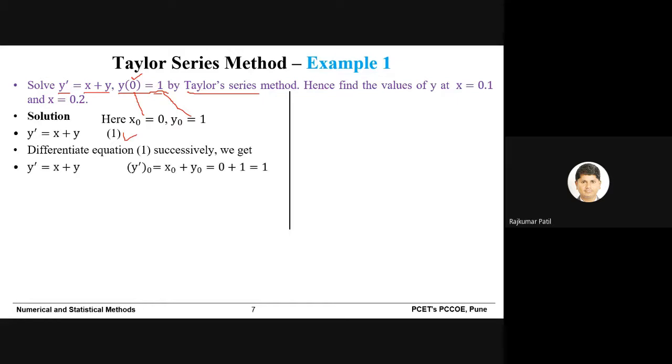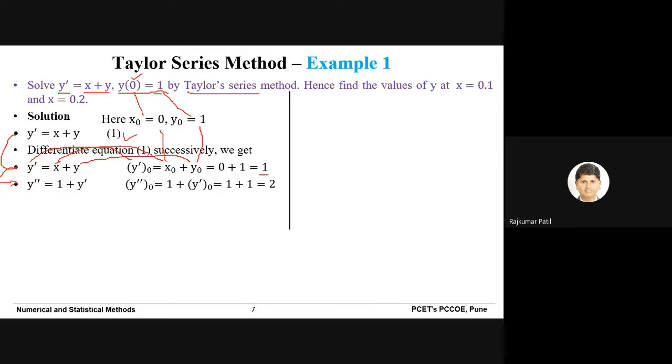So let's start. Before differentiating equation 1, we need to put the initial values in y dash. So y dash is equal to x plus y. When you put initial values, y dash becomes y dash naught, x becomes x naught, and y becomes y naught. So x naught is 0, y naught is 1. Upon simplification, y dash naught you will get as 1. Then we will differentiate equation 1.